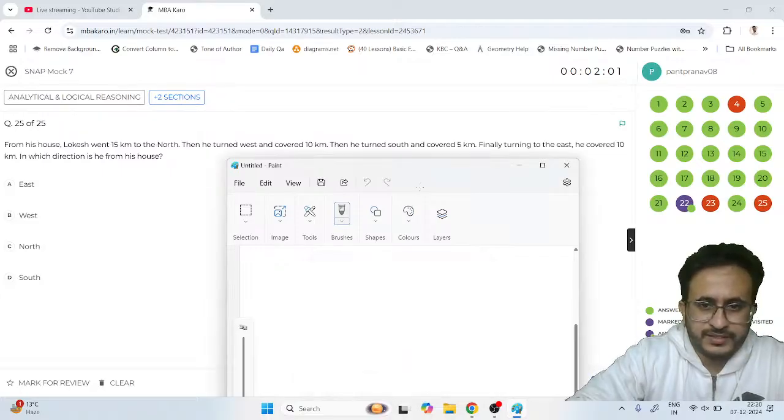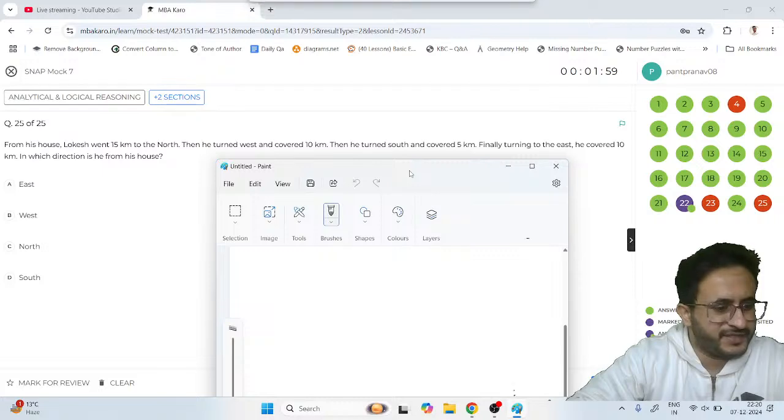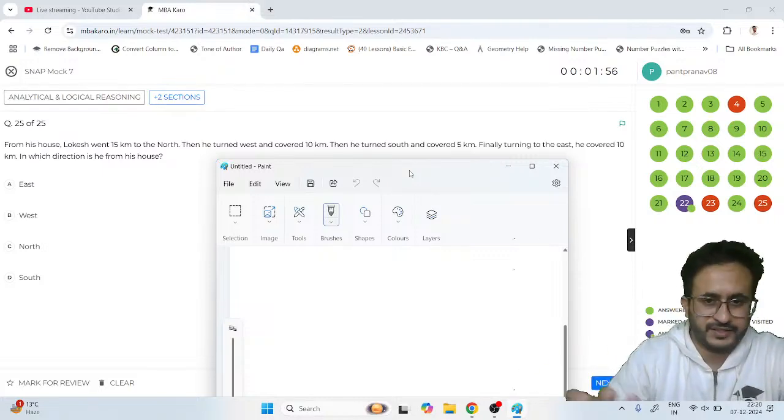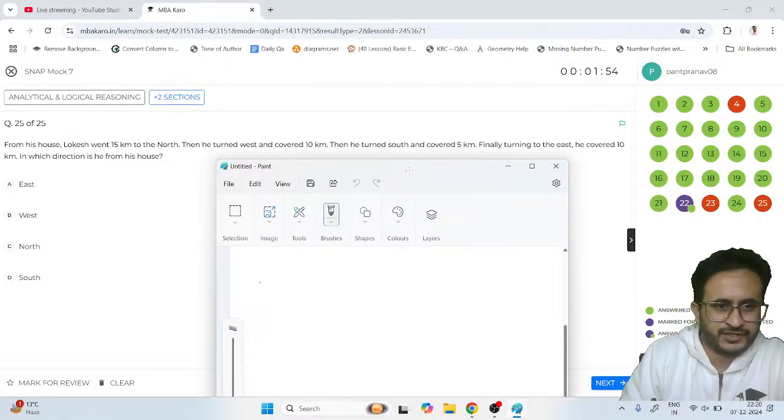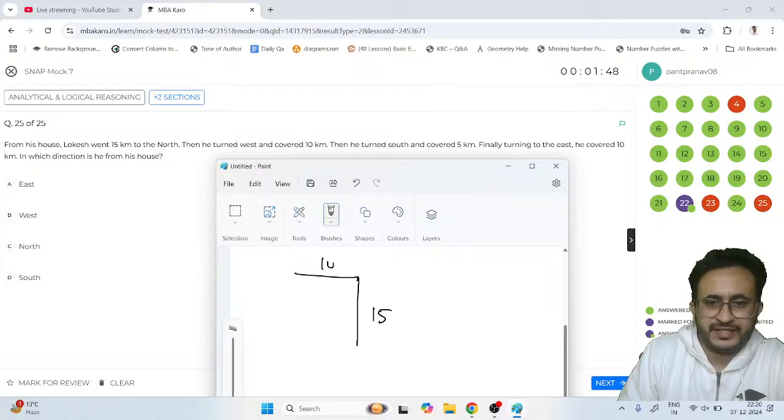Yeah, this is on similar lines with that previous one which we did the other day. It might be a bit tough. 15 kilometers to the north, then he turned west and covered 10 kilometers. So 15 and then 10, and he turned south and covered 5 kilometers, and finally turning to east, he covered 10 kilometers. Okay, so he went east, what is his direction from his house?